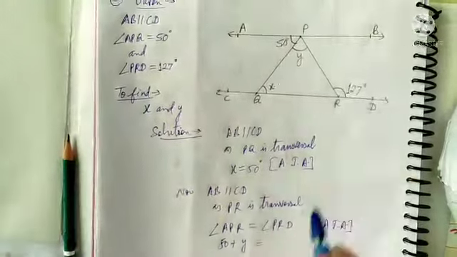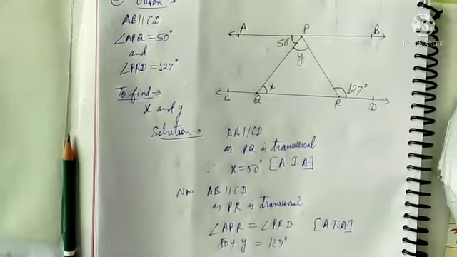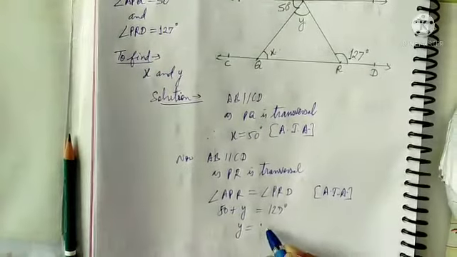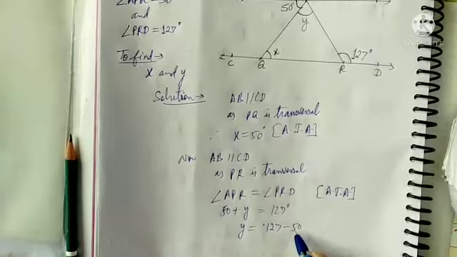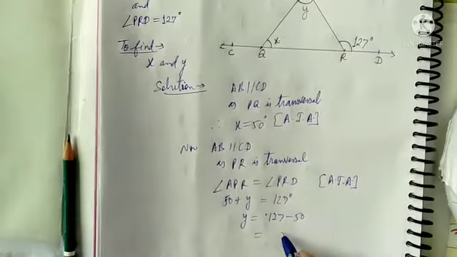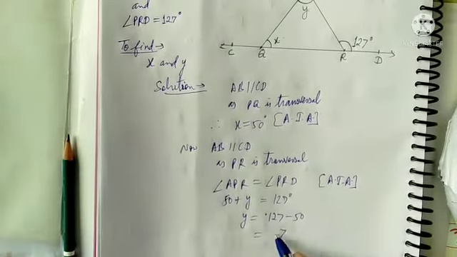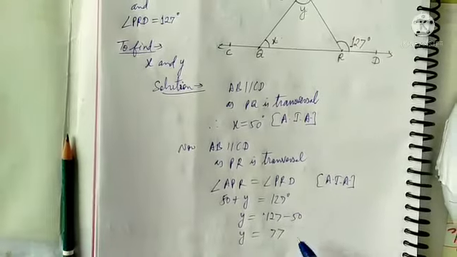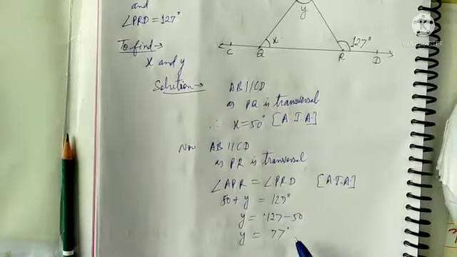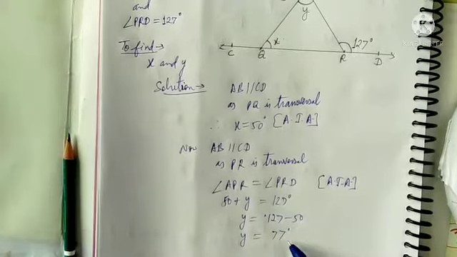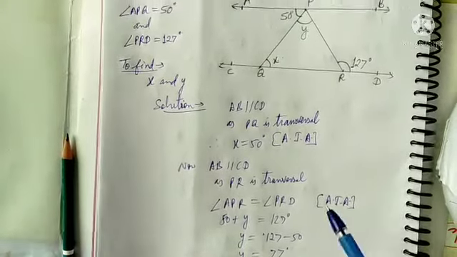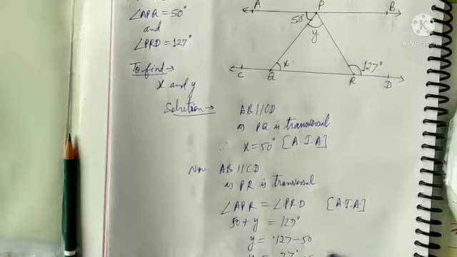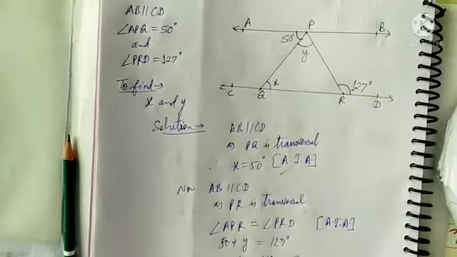And PRD is given 127, write down 127 degree. So transpose 50 to that side. So Y is equal to 127 minus 50 degree. So what will come here if you subtract? 77 degree. So the Y value you got is 77 degree and X is 50 degree. So now easily you got both values X and Y.